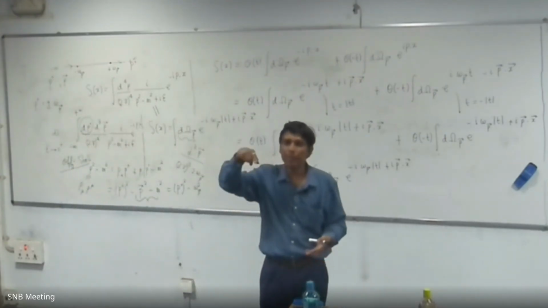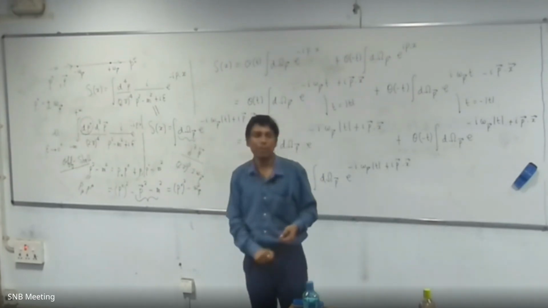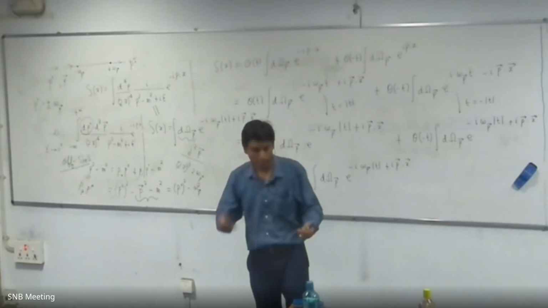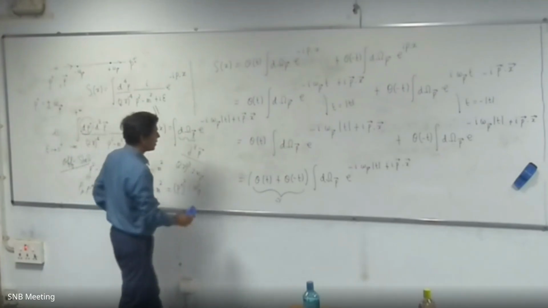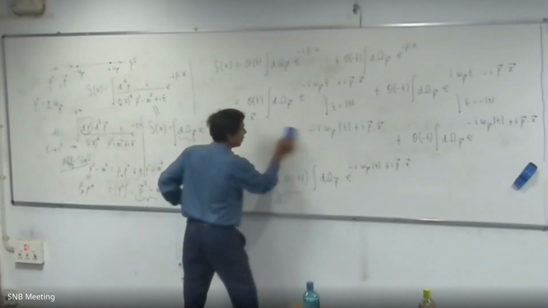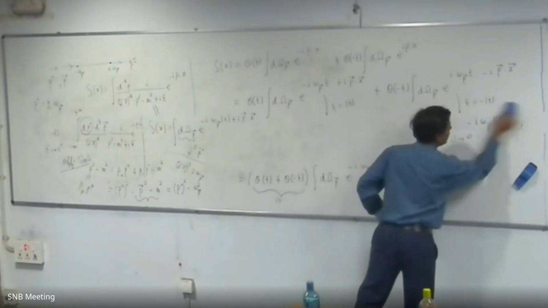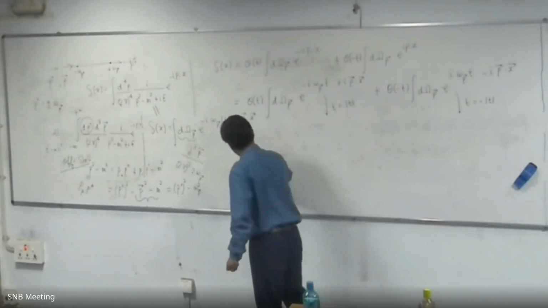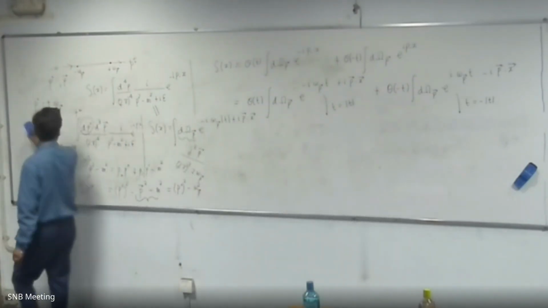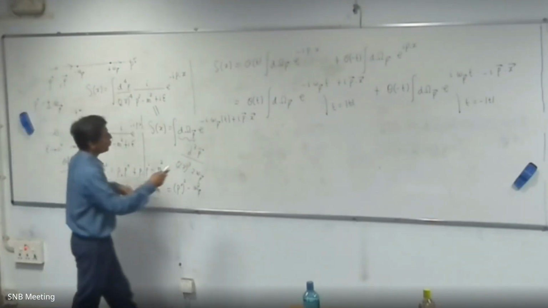So if you do the p0 integral, you get d omega p. So it must be Lorentz invariant because it comes from a Lorentz invariant. As an aside, you can understand that thing also. So what we have shown is the following.